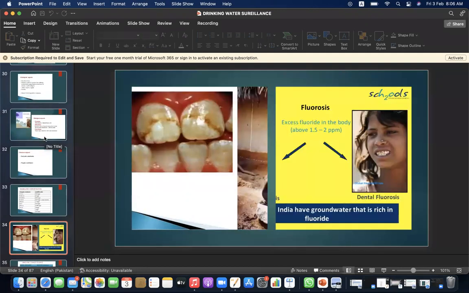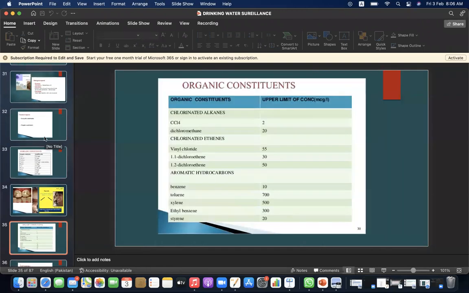Fluorosis: excess fluoride in the body above 0.2 parts per million. In India we have groundwater that is rich in fluoride, so that can lead to dental fluorosis. Organic constituents: here is a list of them, and the upper limit of the consideration is also mentioned in front of it.